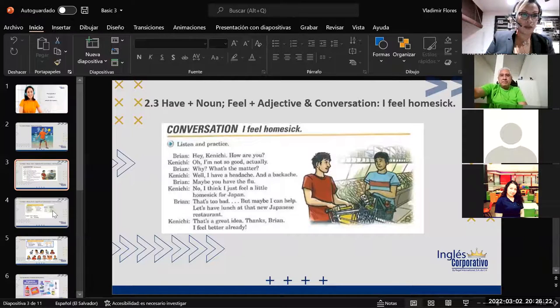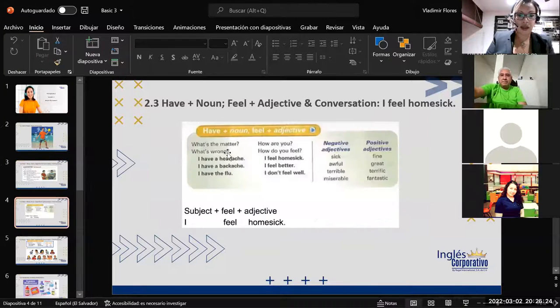Okay, let's watch then the vocabulary. We already practiced the conversation. And then we have the grammar topic, right? How to express with have plus noun and then feel and then adjectives and the conversation. This is what you have in the platform. Eso es lo que tienen en la plataforma, ¿verdad?